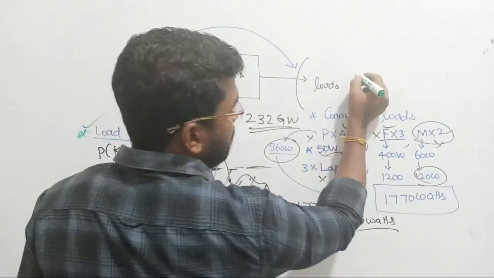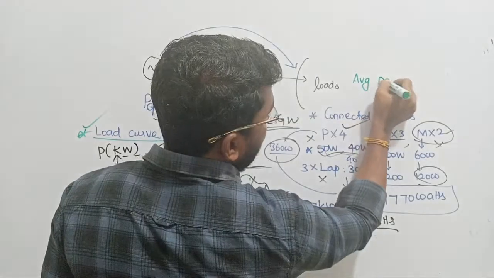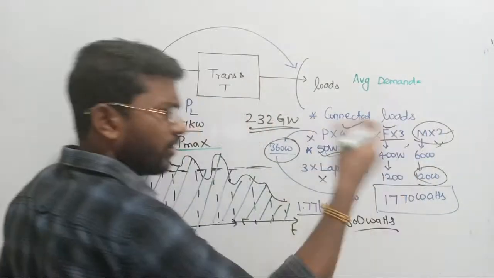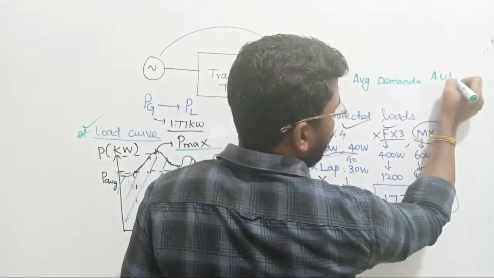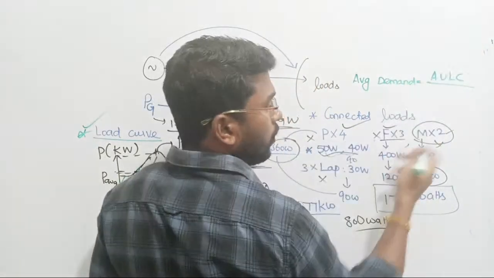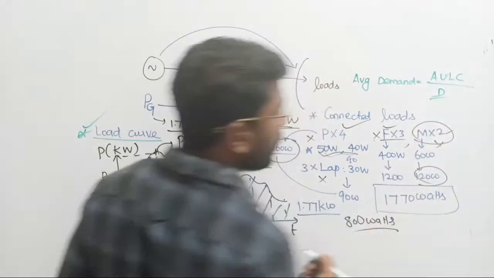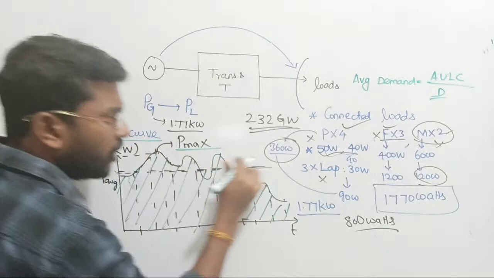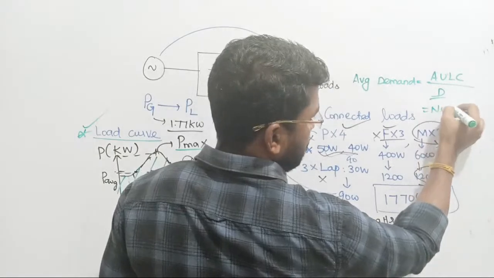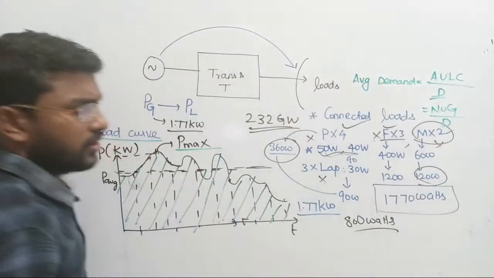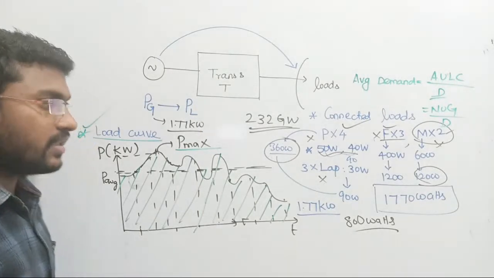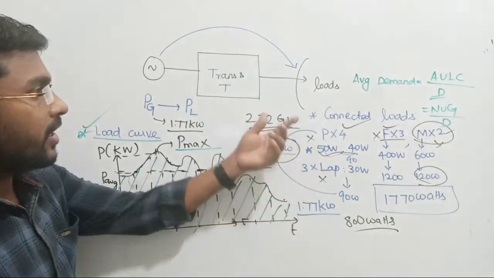So the next formula, just to write down. Average demand, in the sense of area under the load curve. You can write it yourself: area under the load curve. I am writing in a short way because I don't have space here. So that is area under the load curve divided by duration. Clear? Or I can say the number of units generated with respect to duration. Number of units generated divided by duration. And the same power we are generating from the alternator side, no? So that is the generalized formula to obtain the value of average demand.